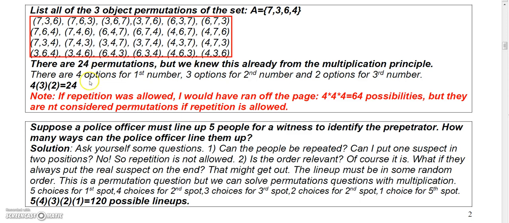Again, I could have done this with the multiplication principle. There's 4 ways to choose the first number, 3 ways to choose the second number, and 2 ways to choose the last number, which is 24. Now, if I had allowed repetition, this would not be a permutation. I would not use a permutation formula. I would have to use the multiplication principle. I would say there's 4 ways to fill each spot, and that would give me 64 possibilities.